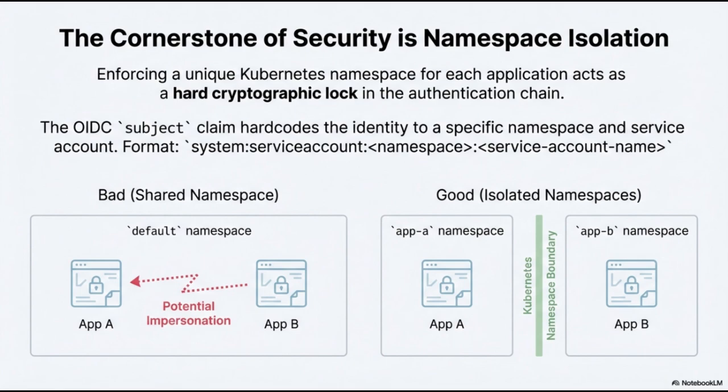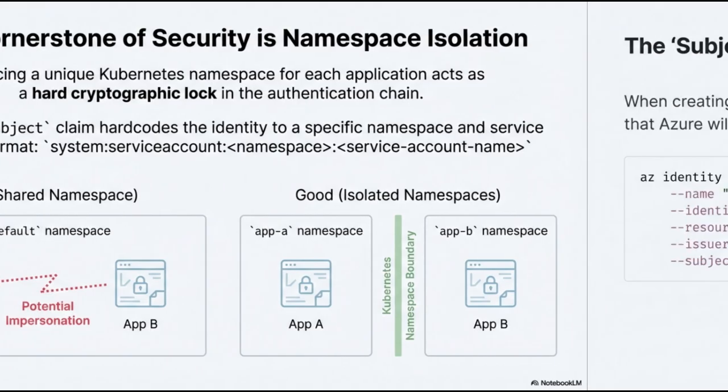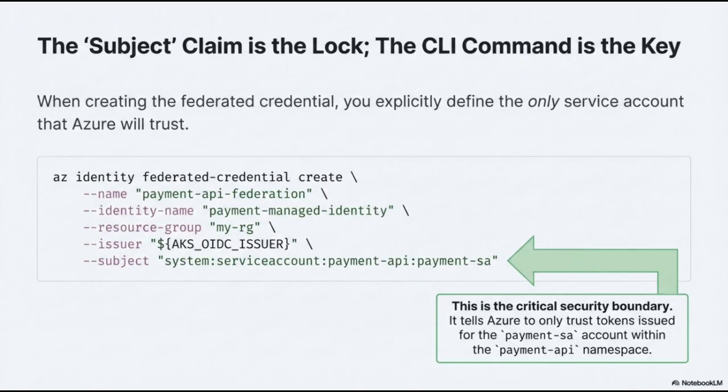By placing App A in the App A namespace and App B in the App B namespace, we leverage the Kubernetes namespace boundary. This structural separation ensures that identities are non-transferable and strictly contained, providing a foundation for a secure and trustworthy infrastructure. The subject claim acts as the lock, and the CLI command serves as the key. When you create a federated credential, you are explicitly defining the specific service account that Azure is authorized to trust.